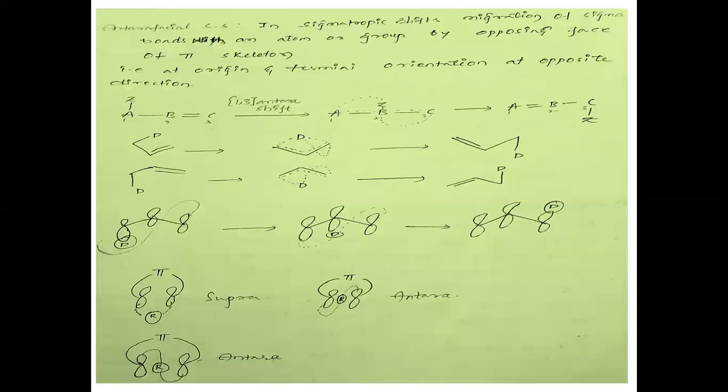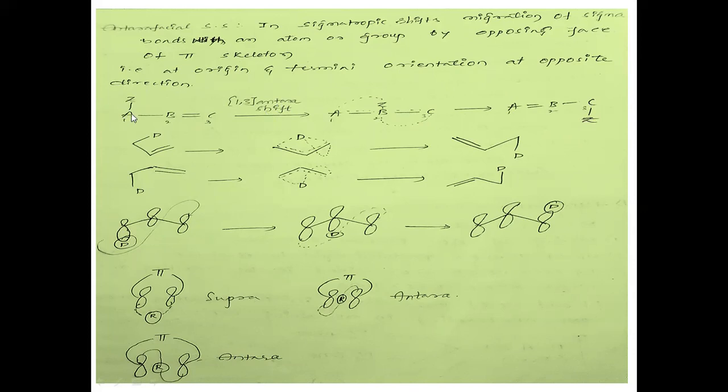Now coming to the antarafacial sigmatropic shifts. These are sigmatropic shifts where the migration of the sigma bond with an atom or group takes place with the opposition of its phase on the pi skeleton. Now this Z atom or group is migrating from A to C. Here it is at the upper phase, for example. In the product, you see the Z atom is now in the lower phase. So it is changing its phase, opposing its phase of migration. Then we call this an antarafacial shift.